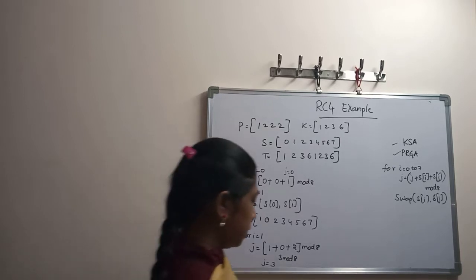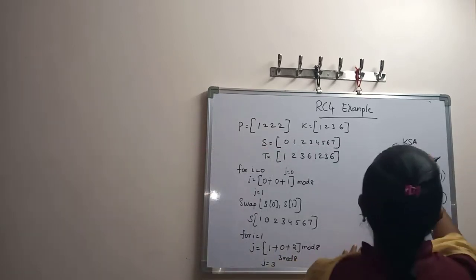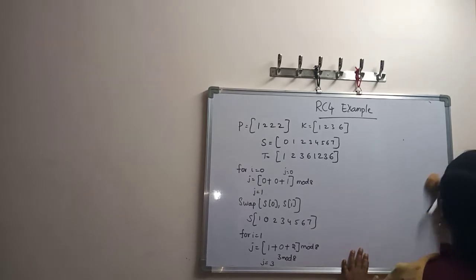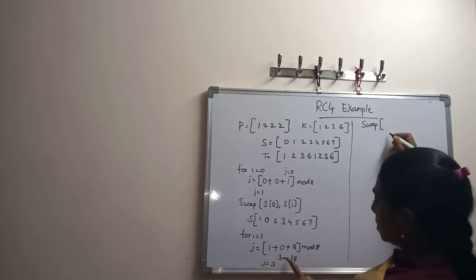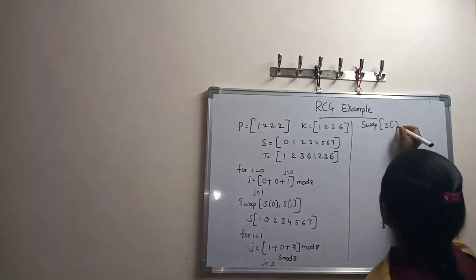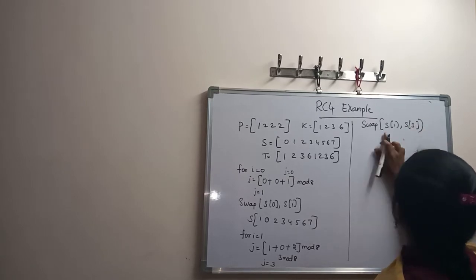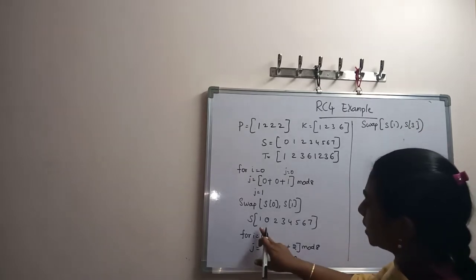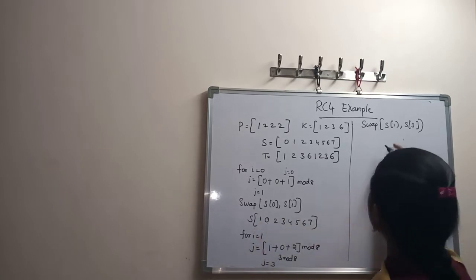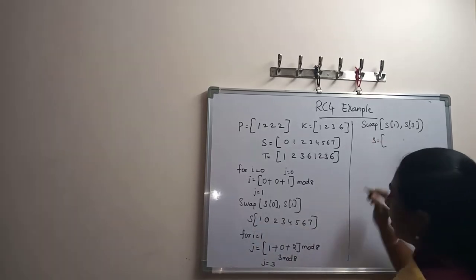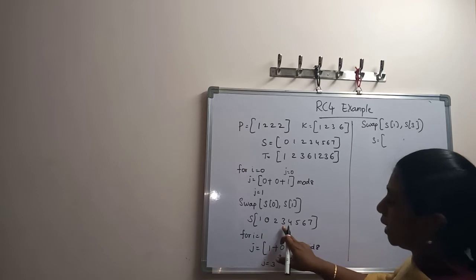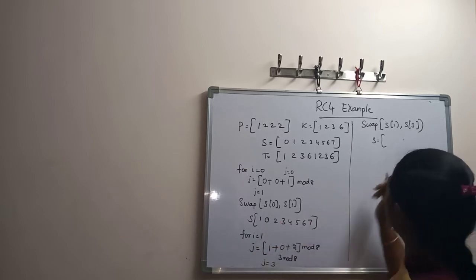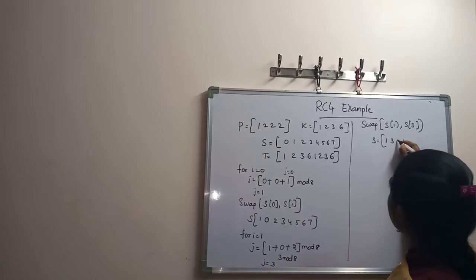Now swap the values and see. We are swapping S of 1 comma S of 3. S of 1 value is 0. So we are going to get our vector with 0 and S of 3 values swapped, that is 0, 1, 2 and 3. So 3 is shifted and 0 is shifted over here. We are going to get 1, 3, 2, 0, 4, 5, 6 and 7.